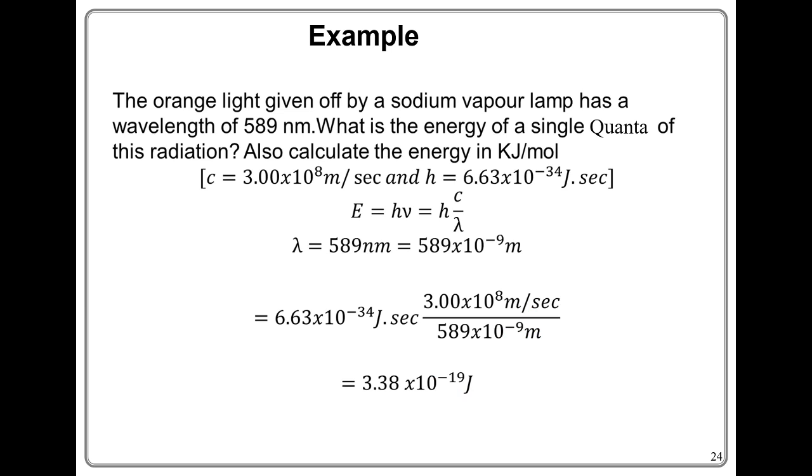One more example. The orange light given off by a sodium vapor lamp has a wavelength of 589 nanometers. What is the energy of a single quanta of this radiation? Also calculate the energy in kilojoules per mole. So there are two things that we have to calculate here. First, we have to calculate the energy of a single quanta.